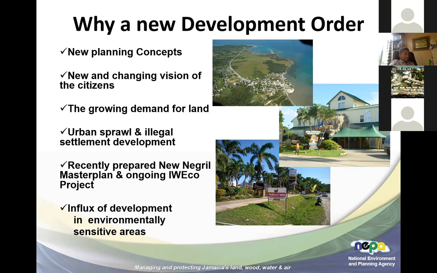There is also the ongoing IWECO project in Negril, which has tied to it several components to include a height and density study in the part of Negril that is covered by the Negril Environmental Protection Area, the EPA, as well as looking at issues related to the re-wetting and some hydrological studies of the Great Morass, and issues related to land survey and land tenure within the morass to identify issues of encroachment, etc. And again, also tied to the urban sprawl and illegal settlement development issue is the influx of development in environmentally sensitive areas, to include areas of wetland, areas of agricultural significance, etc.